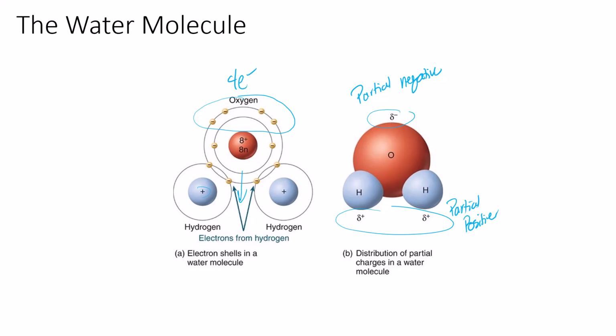water as a medium. And the fact that oxygen has a slightly negative side and hydrogen has a slightly positive side means that water molecules are polar. Okay, they have a positive pole and a negative pole. They have a partially positive side and a partially negative side. Water is a polar molecule.